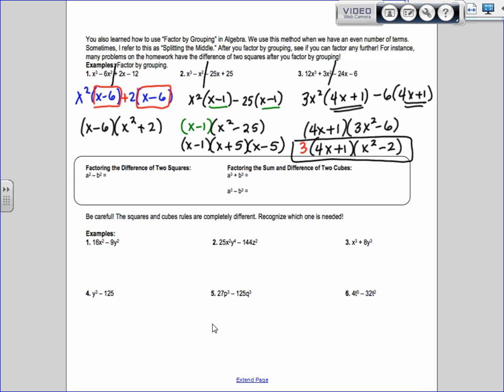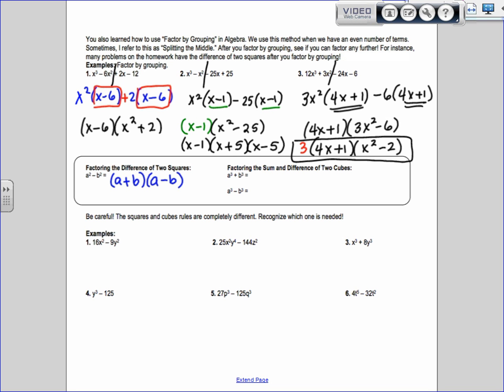All right, so we just talked about factoring the difference of two squares. So we said if I have something in the form a squared minus b squared, it factors into a plus b times a minus b. Now we're going to move on to the sum and difference of two cubes. This is something that you did not do in Algebra 1.